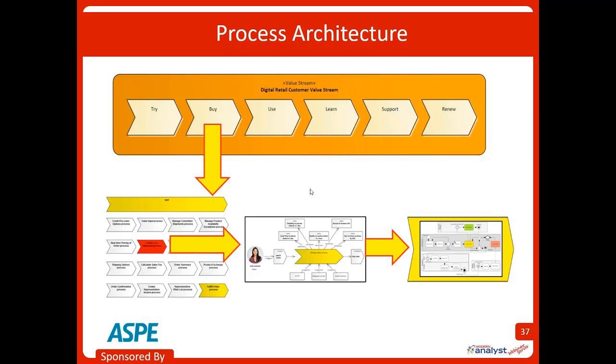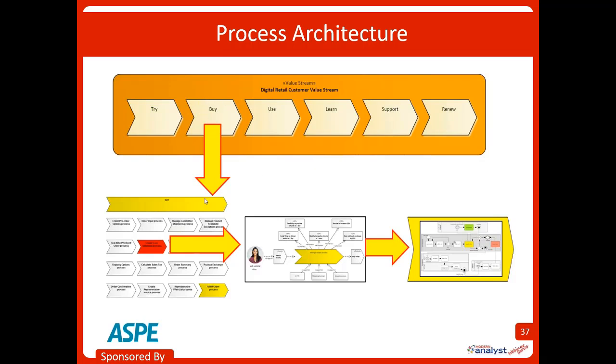Everybody uses different words. People use process value chain, they use value chain, they use customer journey. Everybody wants to write a new book, invents a new term, and takes an old idea and changes it a bit. So right now, this actually comes from an operational project I worked with. It was a digital retail customer value. Can't mention the company, but they make billions selling software. They have a try, buy, use, learn, support, and renew. That is their entire value chain.